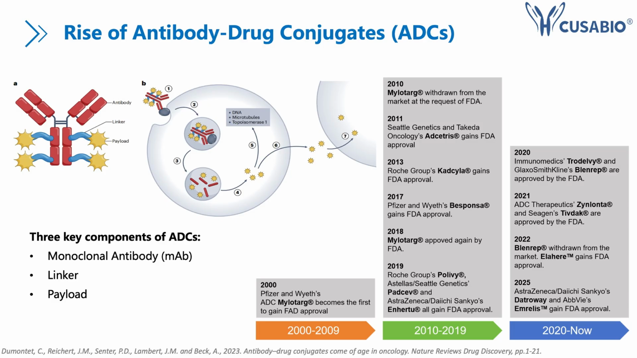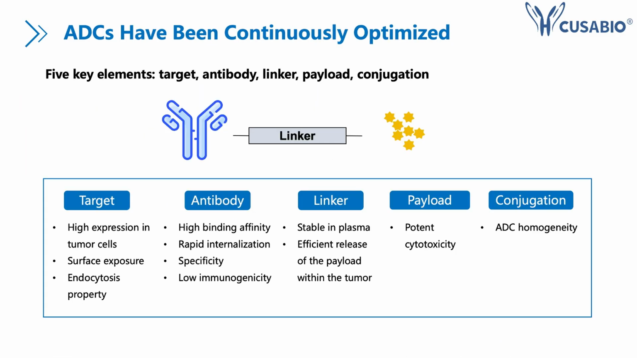Currently, there are a total of 15 ADCs in the market. As you see here, before 2009, there was only one drug, Mylotarg, approved by the FDA. But from 2010 to this year, 2025, during the past 15 years, more than 10 ADCs have been approved by the FDA, and they are used for different indications. So you see that the market of the ADC is growing so fast. The market size of ADCs right now, I think, has exceeded $10 billion US.